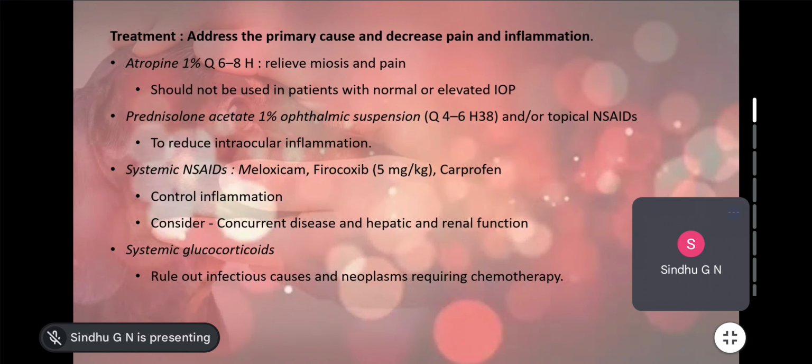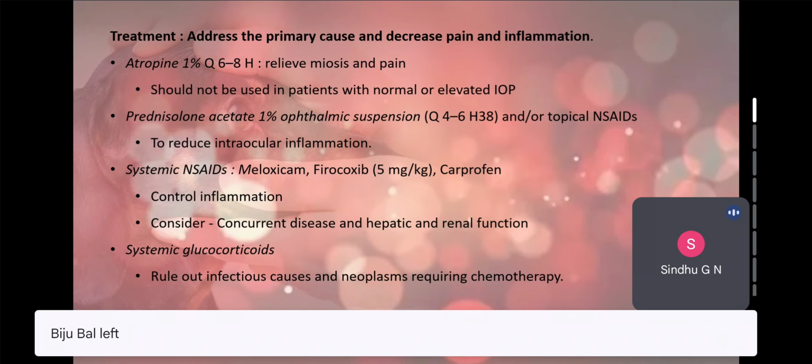Coming to the treatment of uveitis, first we have to address the primary cause and decrease pain and inflammation. So, to reduce the pain and inflammation, we can use atropine 1% eye drops, which will relieve the miosis and pain, and reduce the iris spasms. But it should not be used in patients with normal or elevated intraocular pressure because it can increase the IOP.